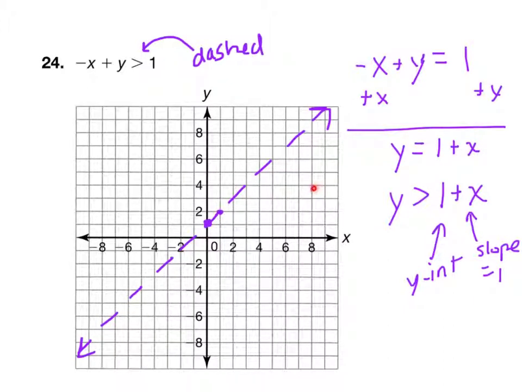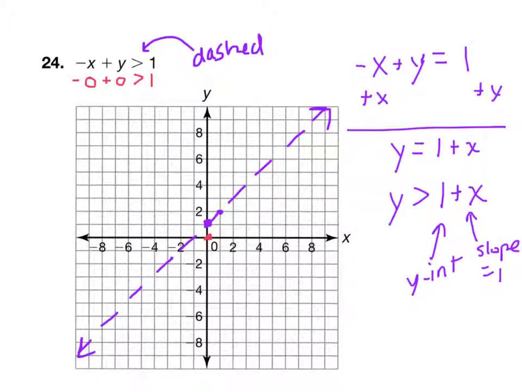But the problem is when you plug in an 8, 4, it's not always the easiest to work with, right? So that's why I typically always pick 0, 0. Unless that's on the line, I'll pick 0, 0. If it's on the line, you're going to have a little bit of issues. So this one, 0, 0 is not on the line. So I'll pick 0, 0, and I substitute a 0, 0 in for x and y.